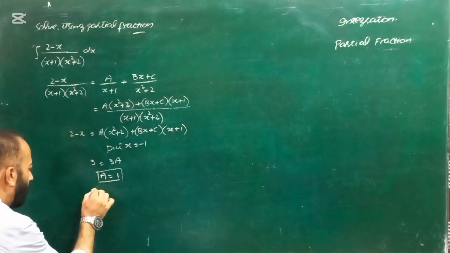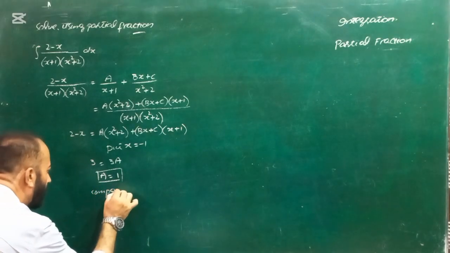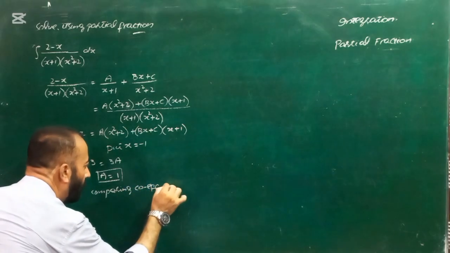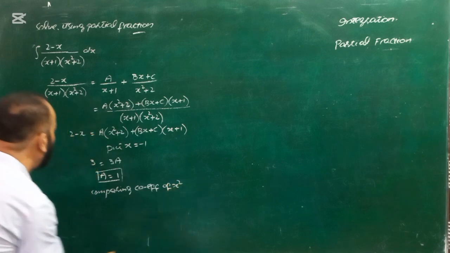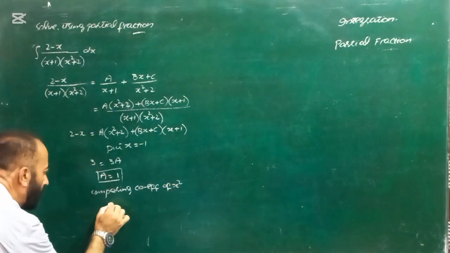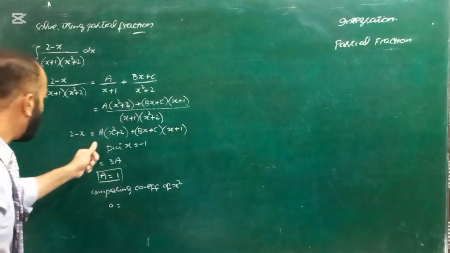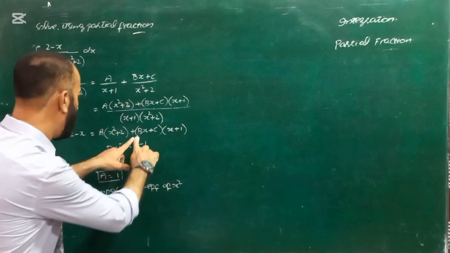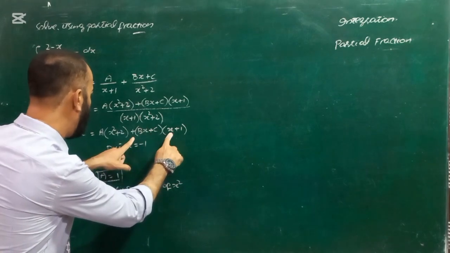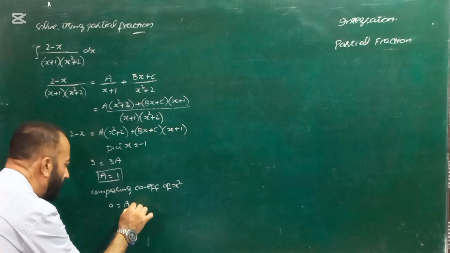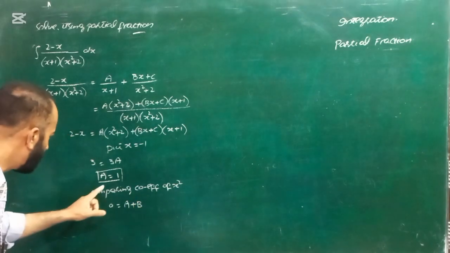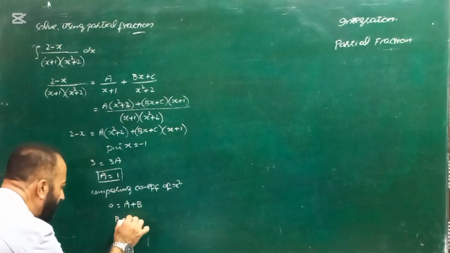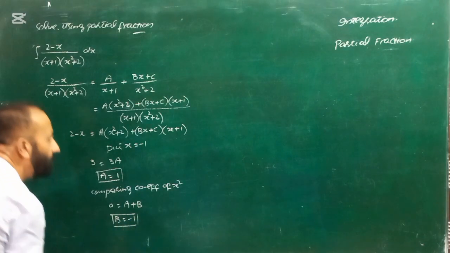Okay, now comparing coefficients of x square. On the left hand side there is no x square, so it will be 0. But on the right hand side we are having a plus b. Okay, because a is 1, so that will be put here. So b will be equal to minus 1. So this is b's value.